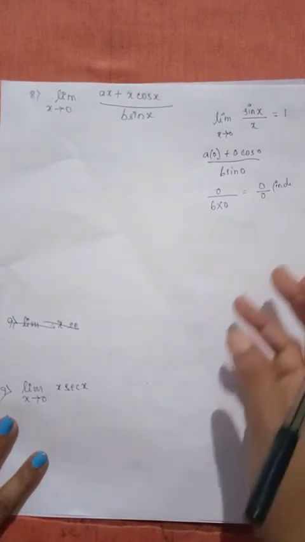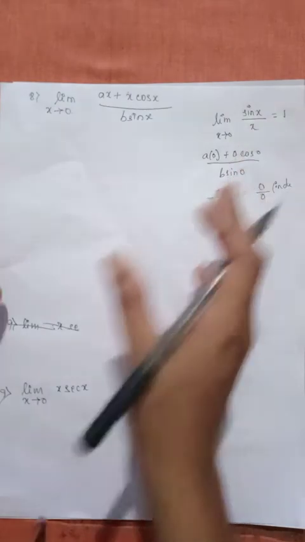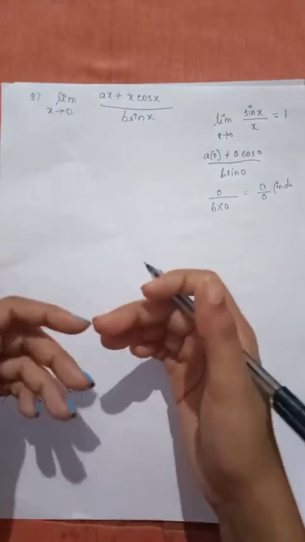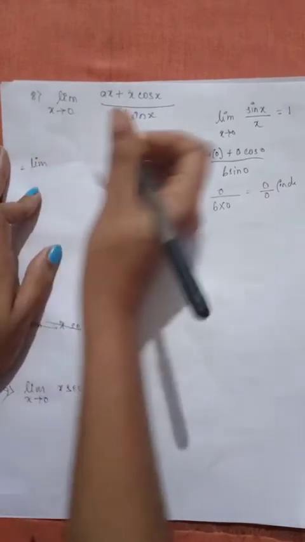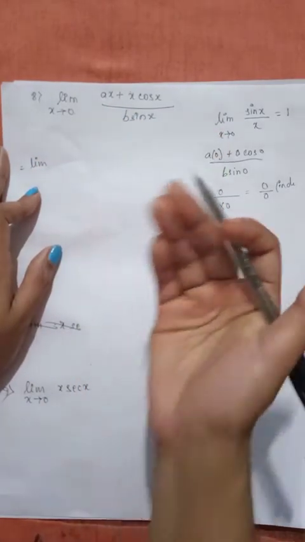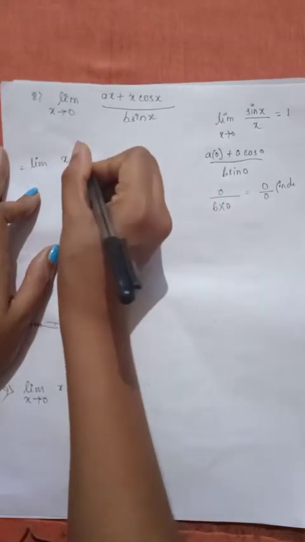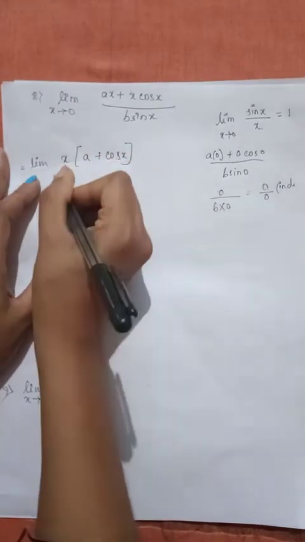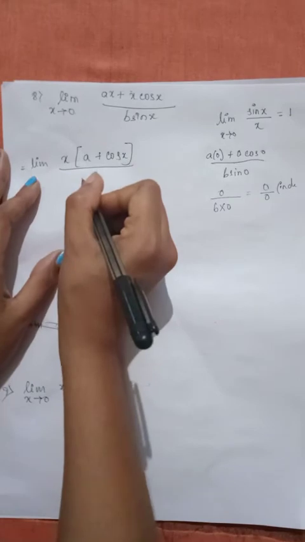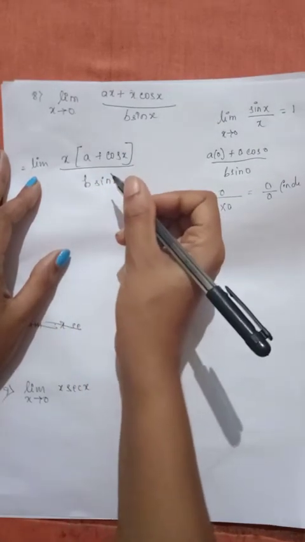When you get an indeterminate form, you cannot find the limit directly by substituting the value of x, but instead you have to make some changes in the question. So what is that change? First, what can you see common in the numerator? You can see that x is common, so take it out. If you take x outside, what remains is a plus cos x, divided by b into sin x.